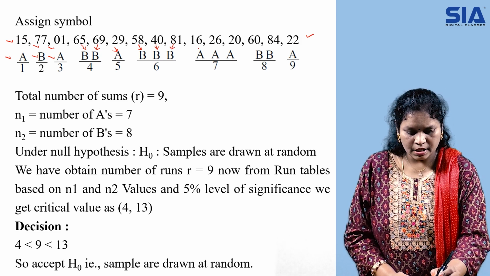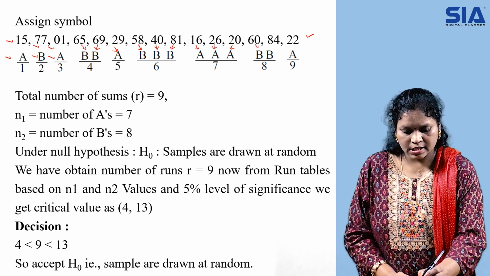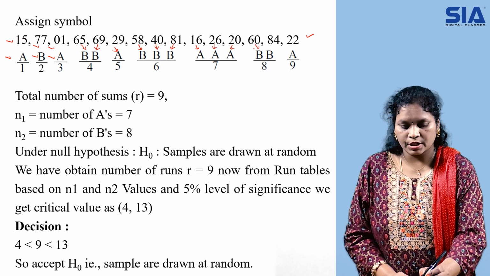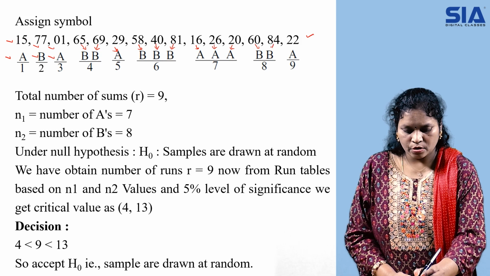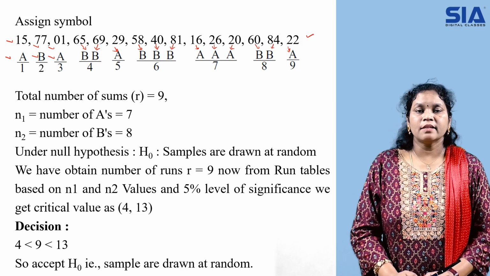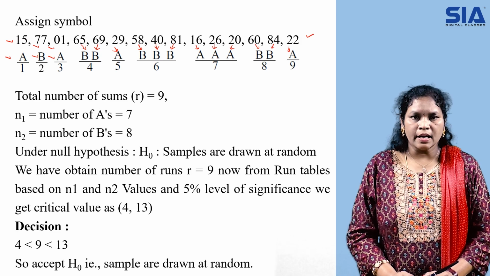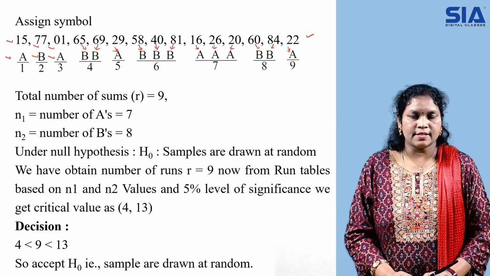Next 81 is B, 16 goes to A, 26 is A, 20 is A, 60 is above 40 so it is B, 84 is also B, and finally 22 is A. So in this way I have assigned the symbols A and B. Now let us make the sets which we call runs.